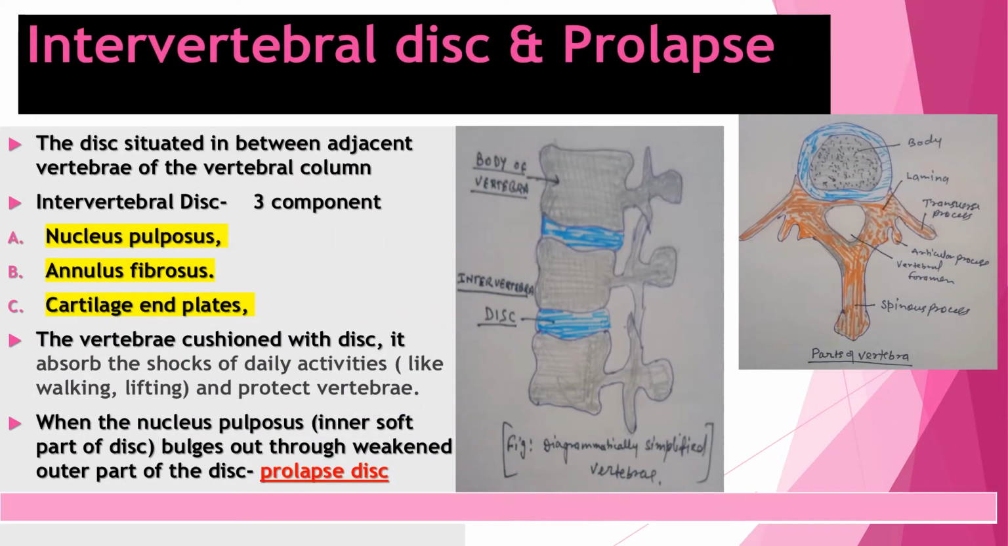What is an intervertebral disc and what is prolapse? The disc is situated in between the adjacent vertebrae of the vertebral column. The intervertebral disc is made up of three components, that is nucleus pulposus, annulus fibrosus, and cartilage end plates. The vertebrae are cushioned with the disc, which absorbs the shocks of daily activities like walking and lifting, and it protects the vertebrae. When the nucleus pulposus, the inner soft part of the disc, bulges out through a weakened outer part of the disc, it is known as a prolapsed disc.